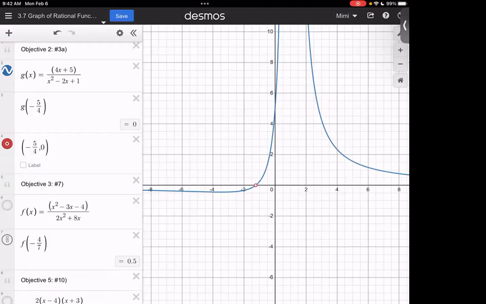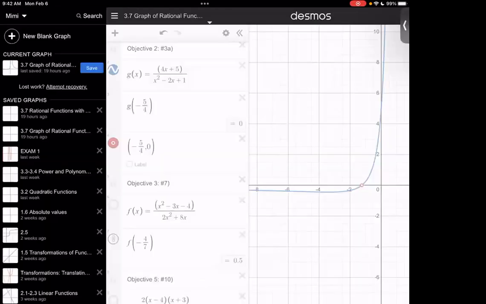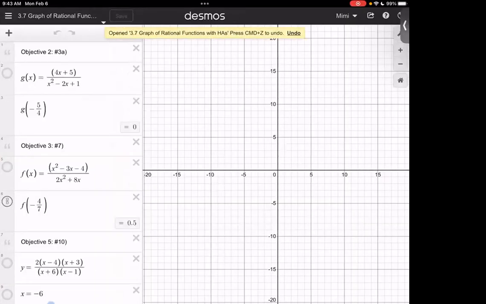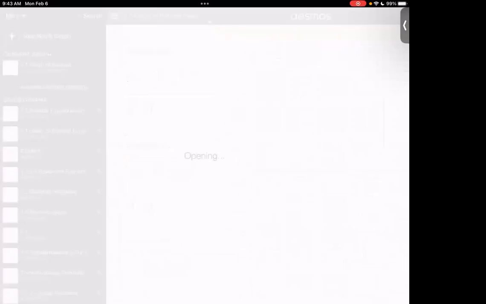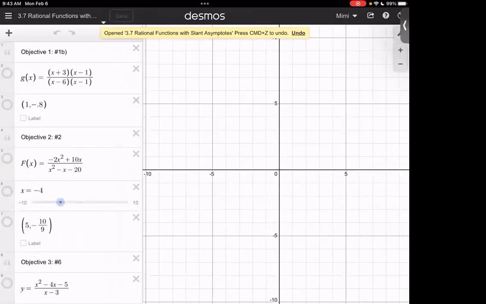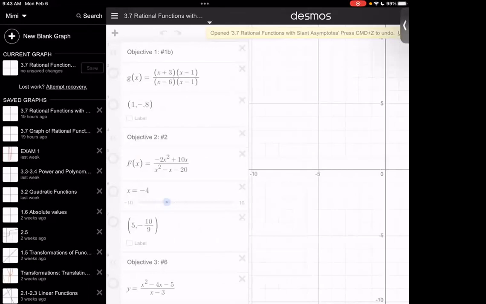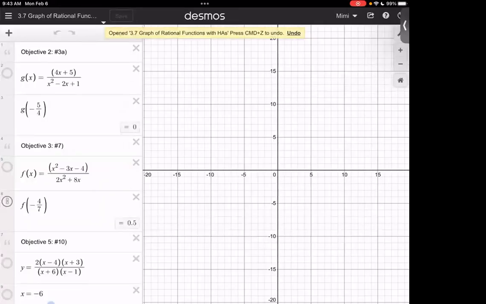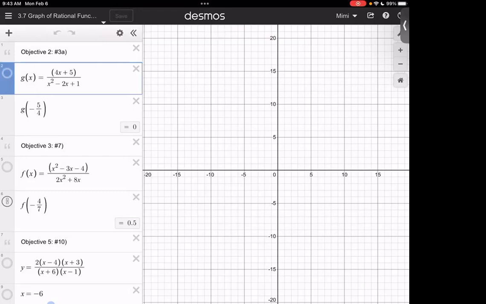Oh, I'm sorry, this is the wrong one. I'm sorry. They are 3.7, so function with... it was the right one? Graph, oh, okay. No, this one, yeah, all right. Anyway, that's the graph of it. And that part right there, negative 5/4 is the same thing as negative 1.25.